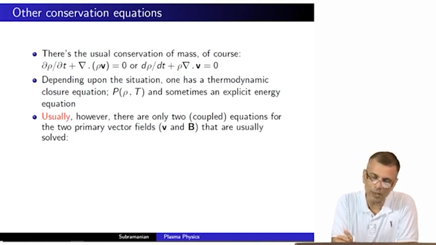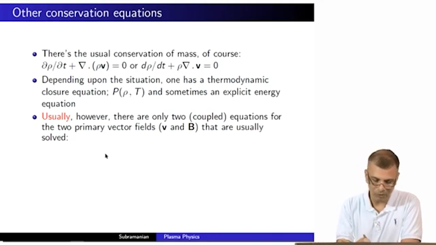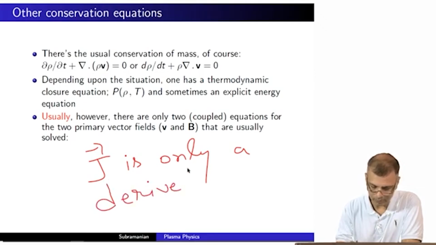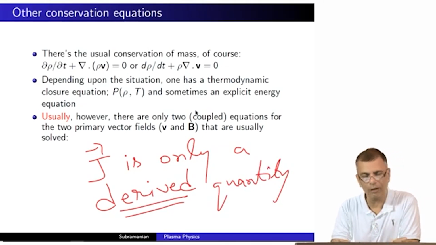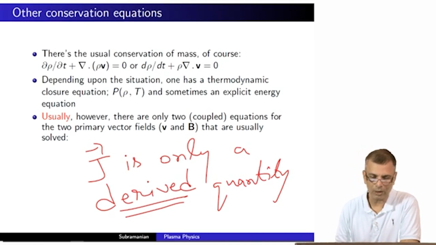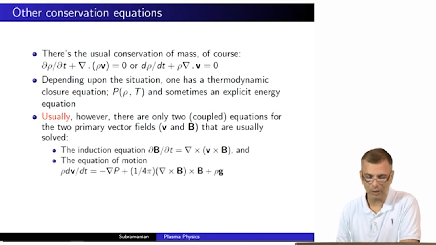We might talk a lot about current density and so on and so forth, but J is only a derived quantity. The primary quantities are just the fluid velocity and the magnetic field, that is it. And these are the coupled equations that you solve: the induction equation and the equation of motion, or the momentum equation.